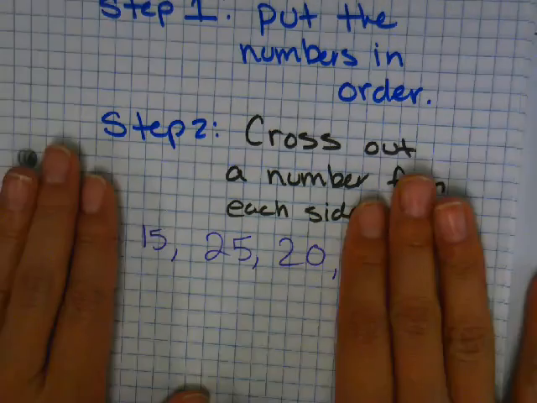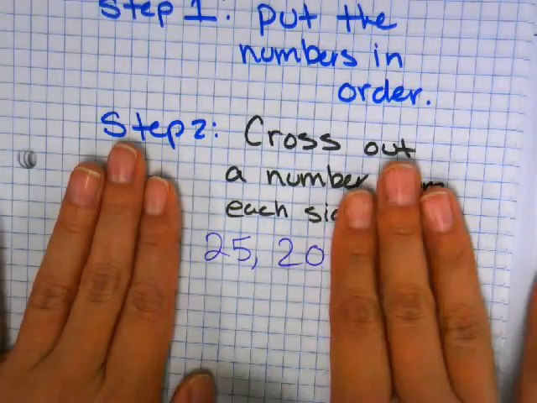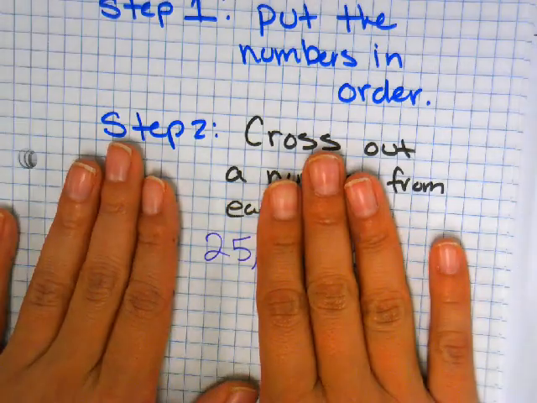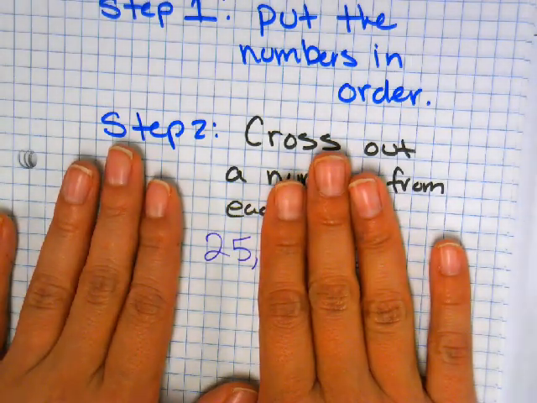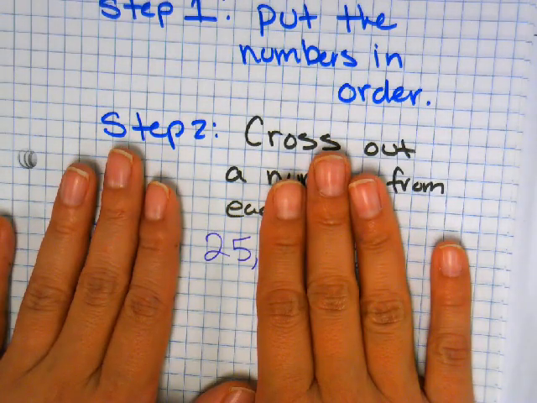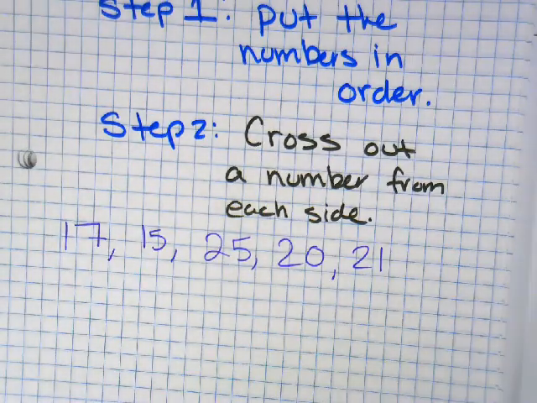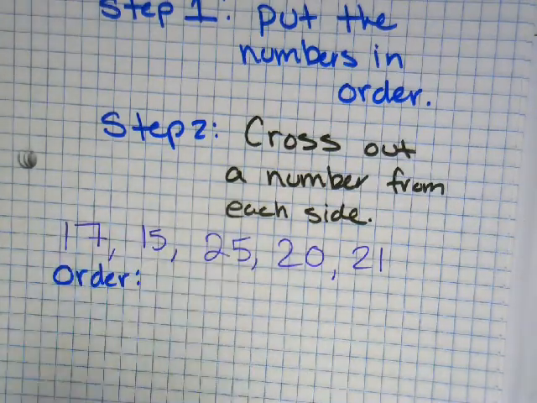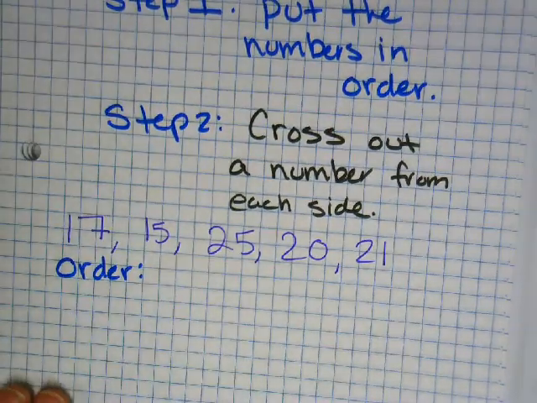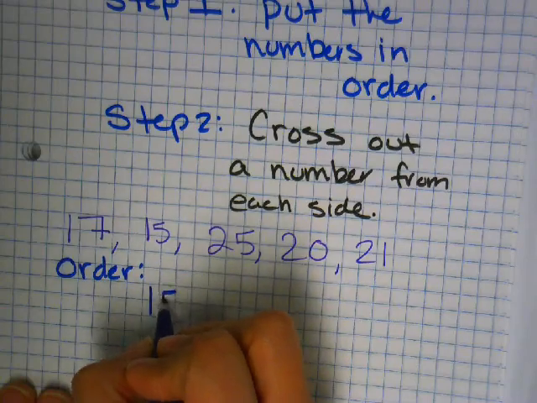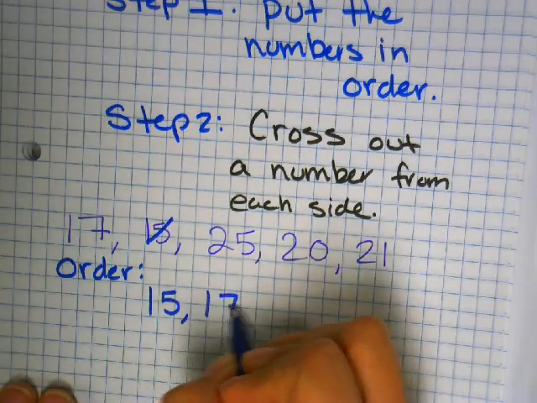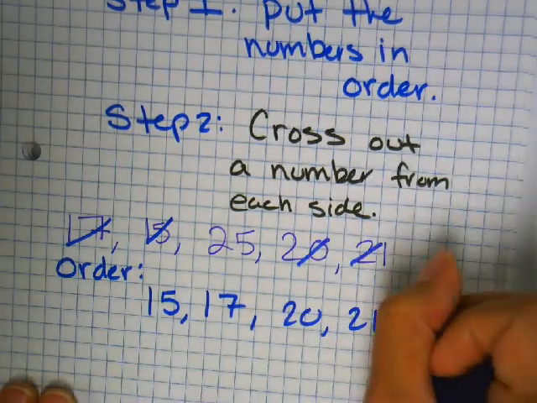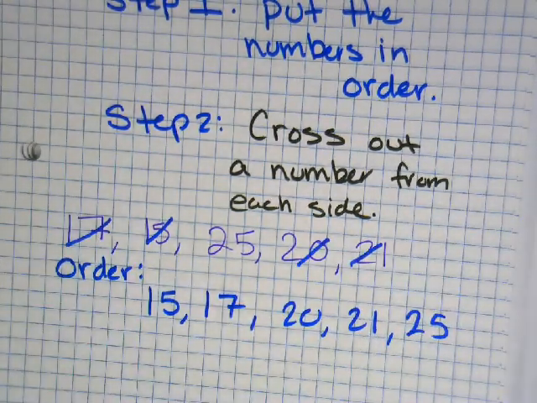And I go, oh, front, back. Miss O'Malley, yes? The answer is 25. The number in the middle is 25. Are they right or are they wrong? They're wrong. We have to put them in order. So let's go ahead and put them in order. Can we cross them out? Yeah. So smallest number, 15, 17, 20, 21, and 25.